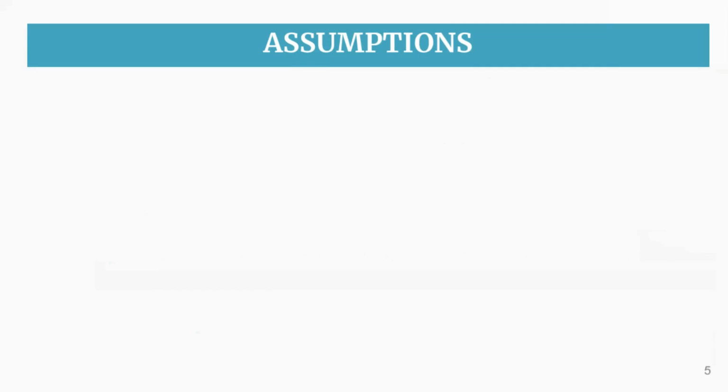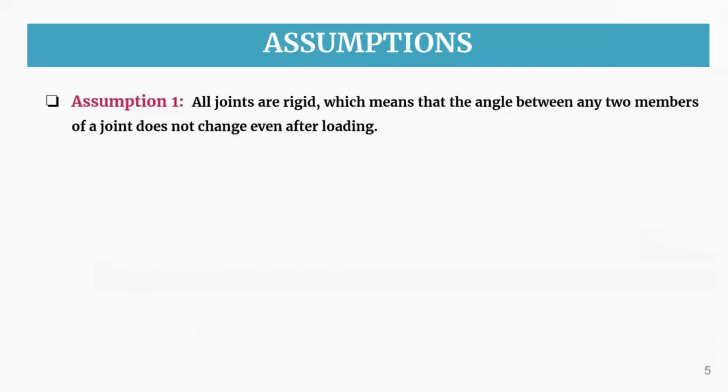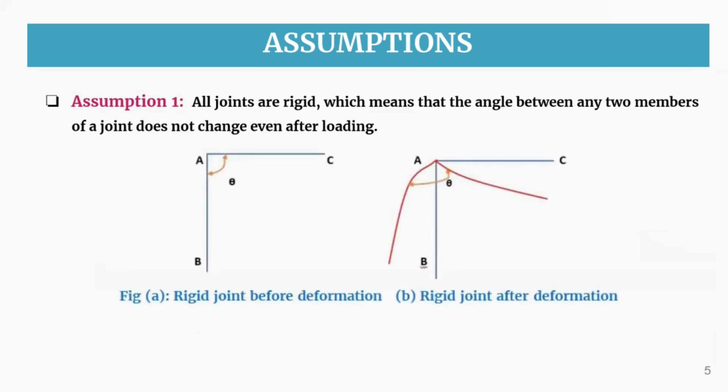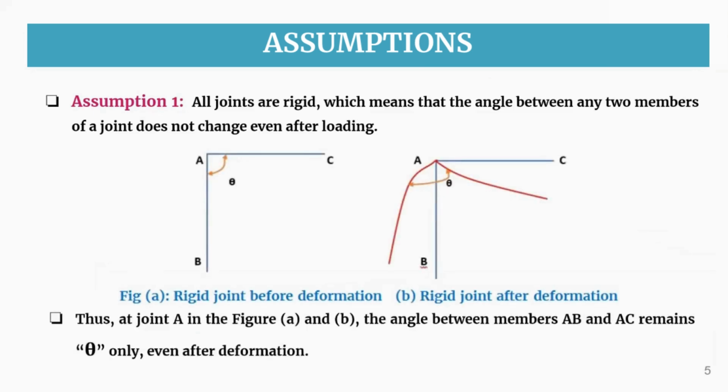Here some of the assumptions are there. The first assumption is that all joints are rigid. That means the angle between any two members of a joint does not change even after loading. In these two figures, you can see the angle between AB and AC, theta. In figure A, it is theta before deformation at the rigid joint. Similarly, at this joint after deformation also it is theta. So that means theta is going to remain even after deformation.